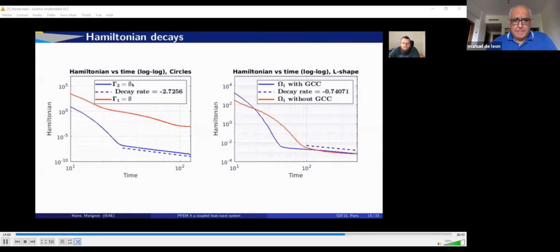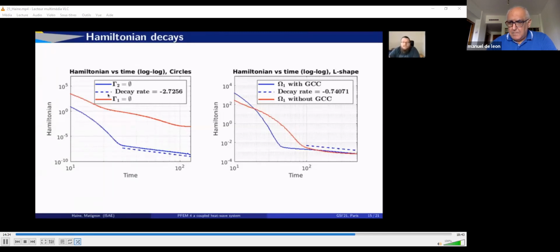When gamma 2 is empty, we obtain this blue line. Since gamma 2 is empty, the wave equation is inside and surrounded by the heat equation. So it must be damped, but there is another damping. Zhang and Zuazua prove that it has to be polynomial in long time, and this is exactly what we obtained.